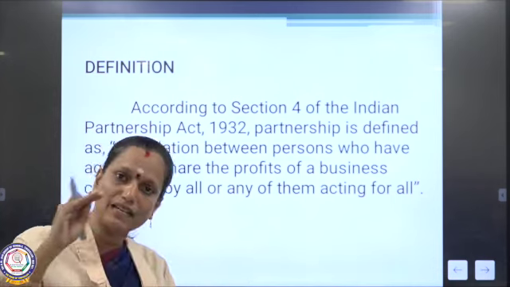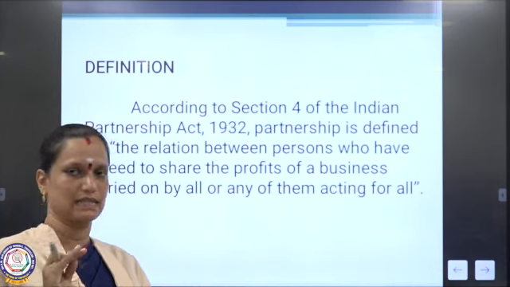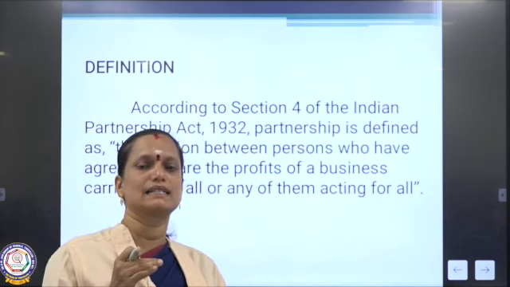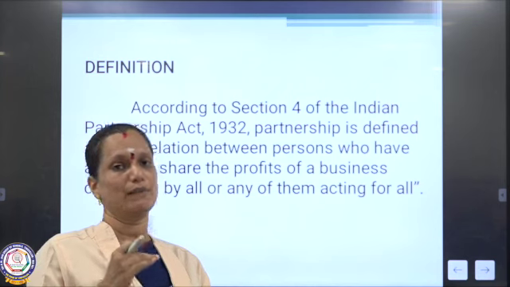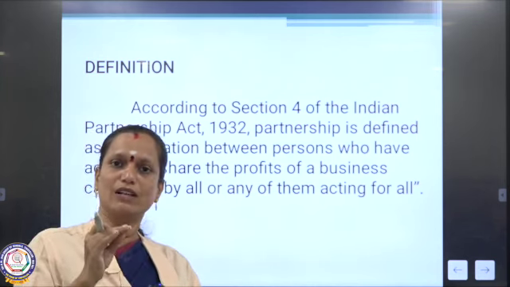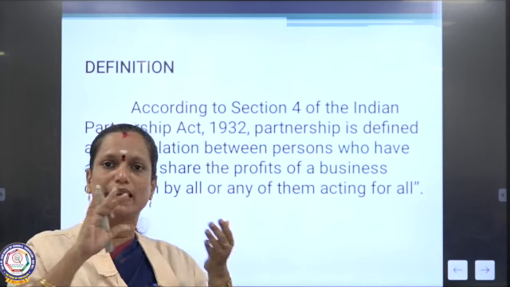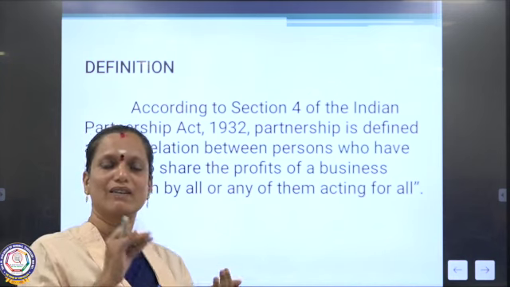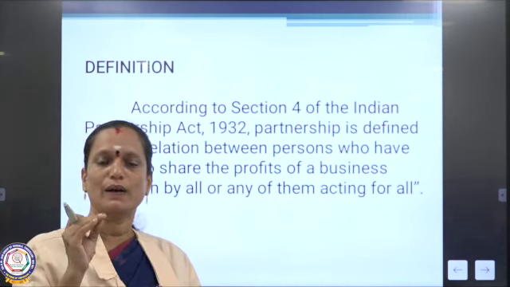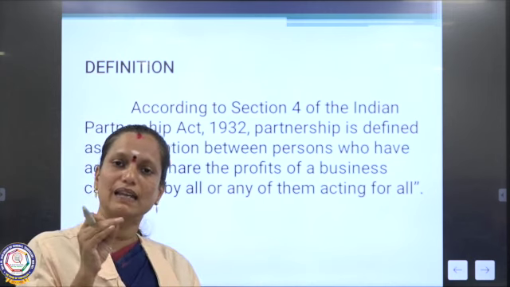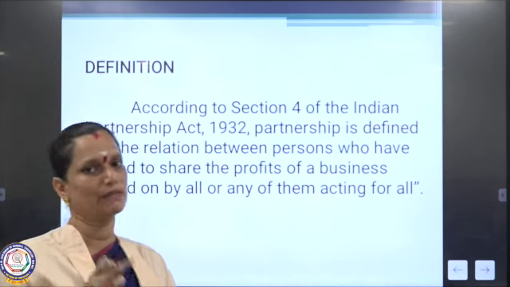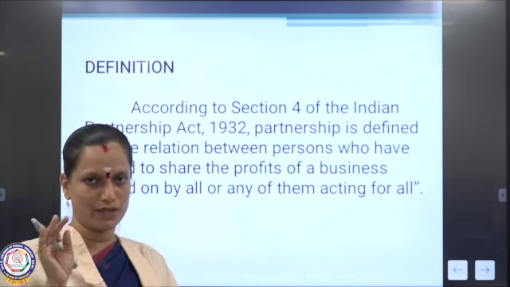So everybody has equal rights to run the business. Last year we saw the kinds of partners and kinds of partnership firms. The sleeping partner, we saw, will contribute only capital; he will never do any work in the management, he will never work at the business place. He is called a sleeping partner. The active partner will never contribute any amount to the organization, but he will do all the management work. So he is called an active partner, as we saw last year.